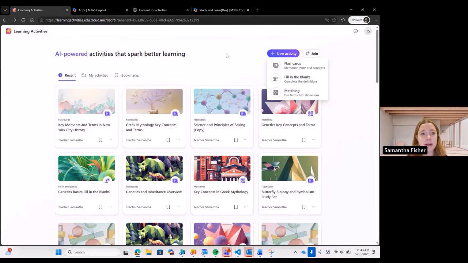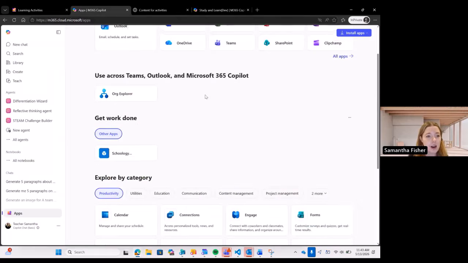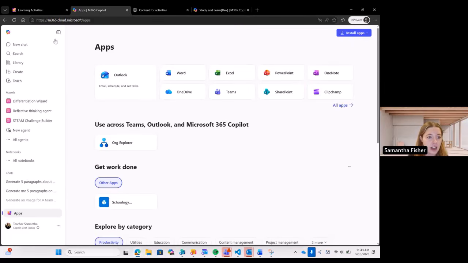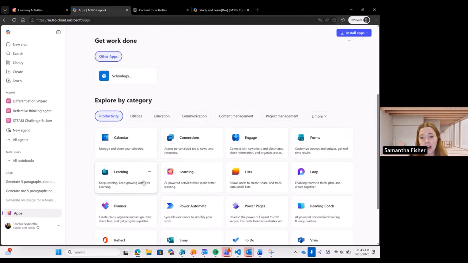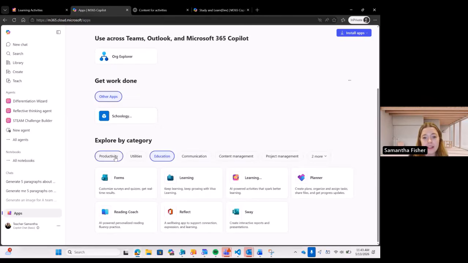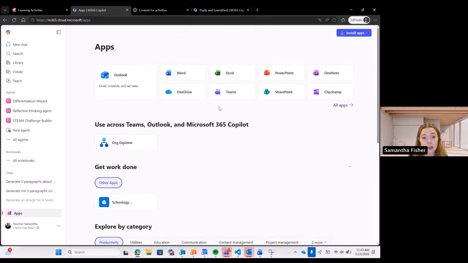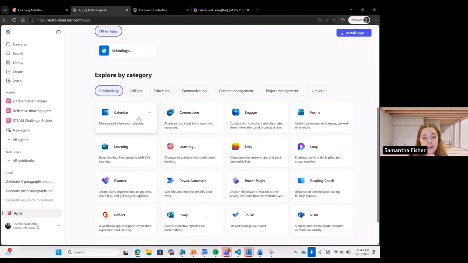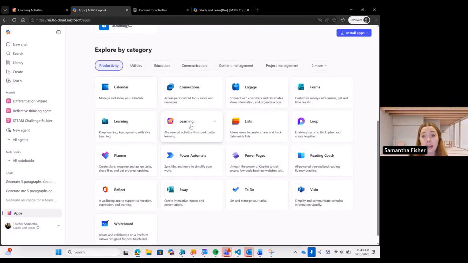I'll have one of my colleagues drop it in the chat, but you can go to aka.ms/learning activities, or I'm going to show you a couple other ways that you can easily get there as an educator or a student. The first is in this all apps list. This is at office.com, where you see agents, chat and modules and things like the teach module. Under all apps, if you're an educator or a student, you will see learning activities here under productivity and under education. You can also search for it here. So you will definitely be able to find learning activities in the all apps list.